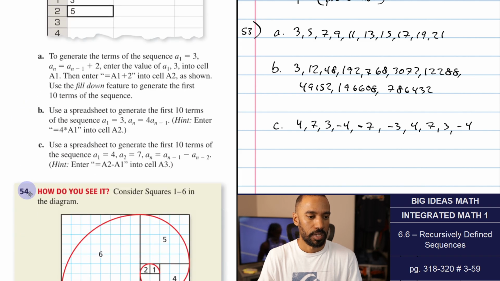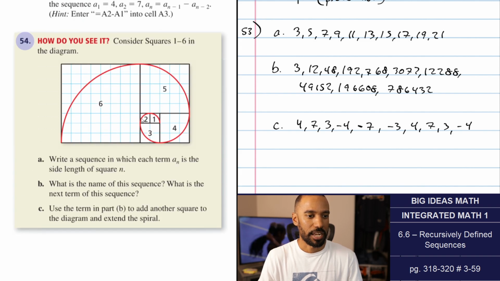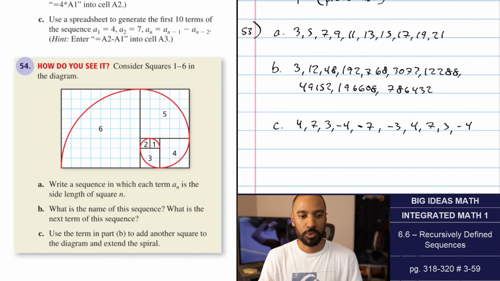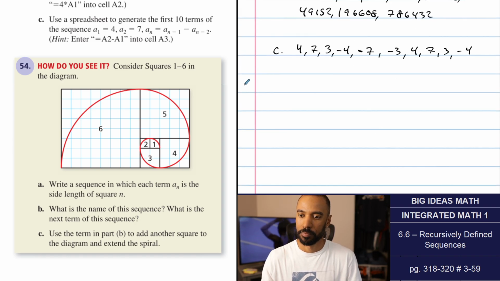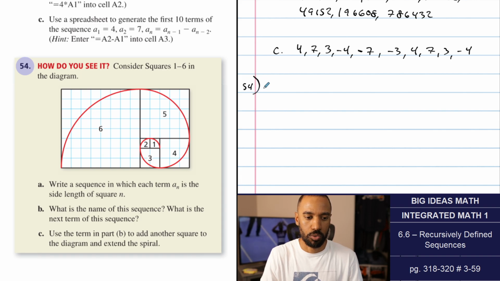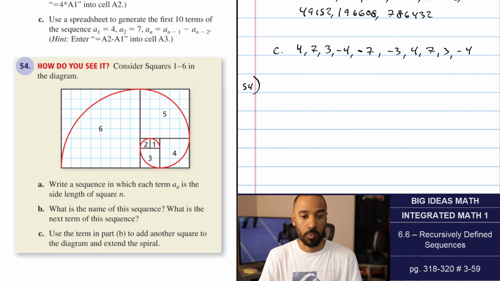Okay, number 54. How do you see it? Oh, kind of Fibonacci-esque. Consider squares 1 through 6 in the diagram. 1, 2, 3, 4, 5, 6. What is the name of the sequence? What is the next term of the sequence? Well, this is the Fibonacci sequence in that it's taking sums of values. It's kind of hard to explain how that thing works. But this is a Fibonacci sequence.